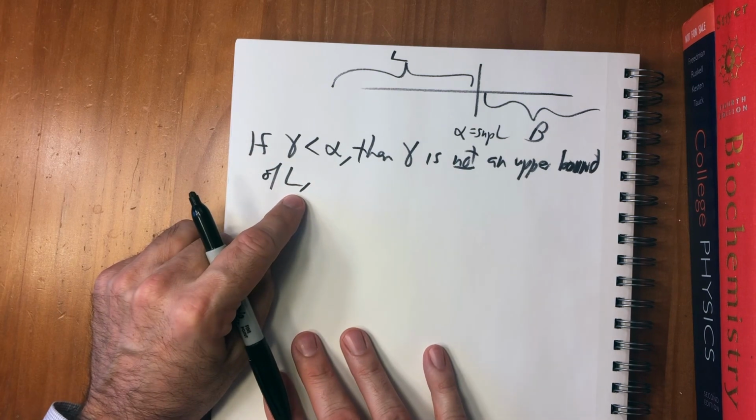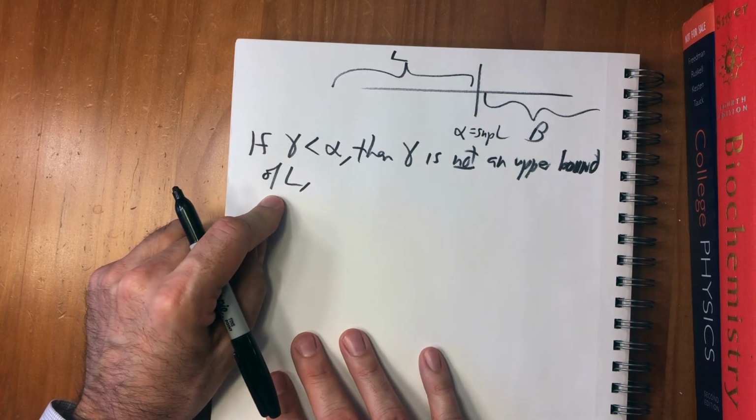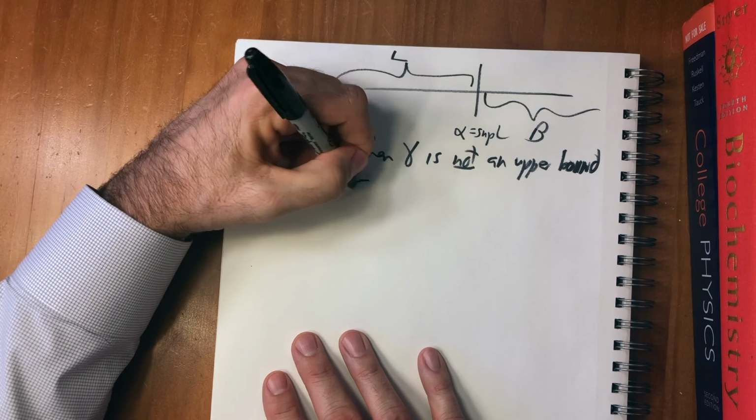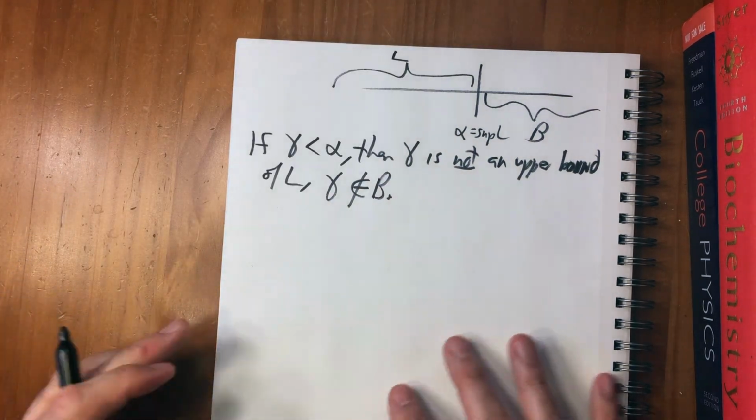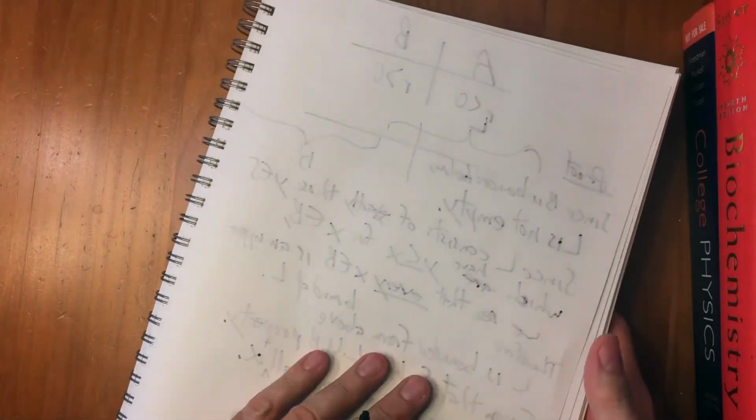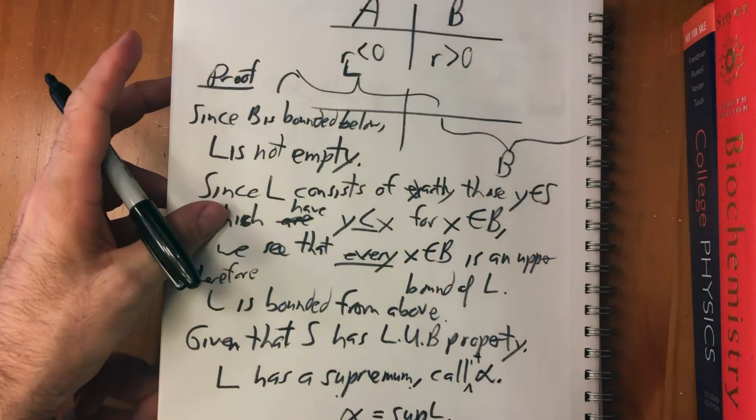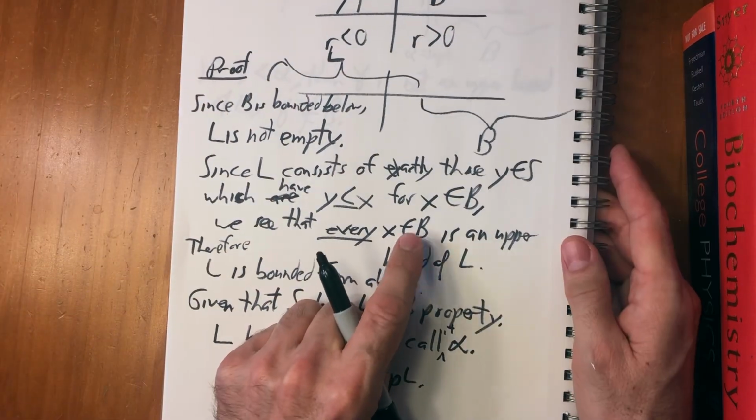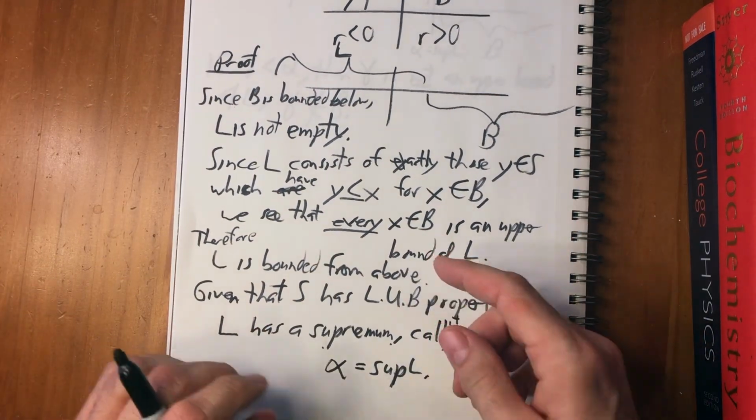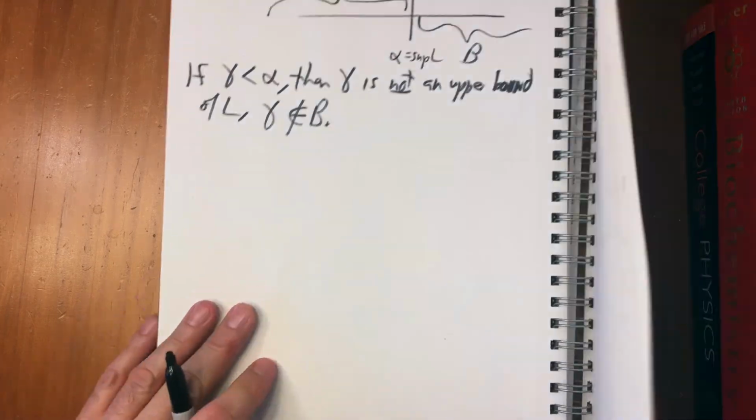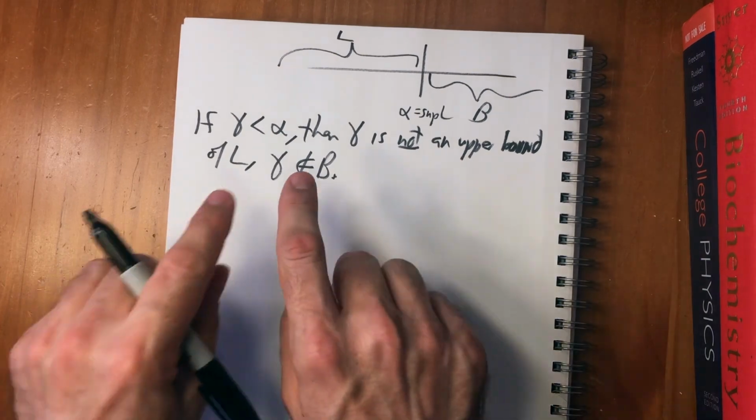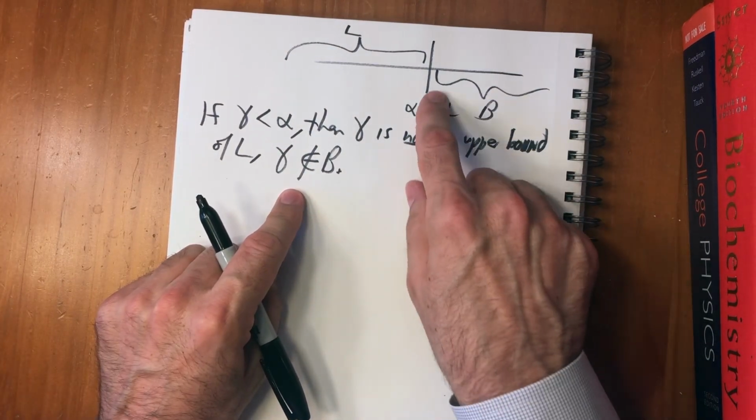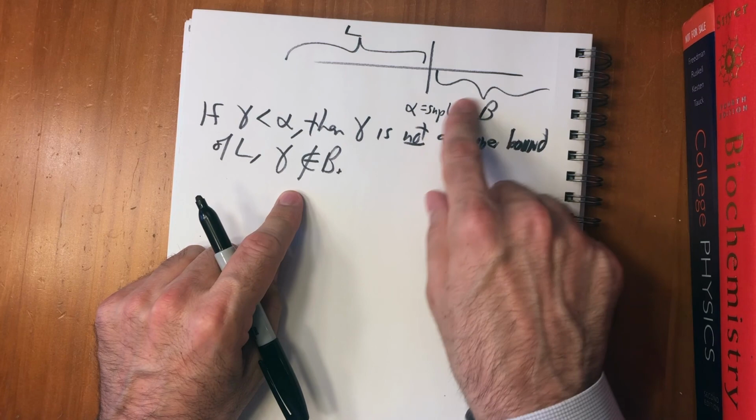So if it's not an upper bound of L, then gamma is not an element of B because we've already established that every element of B is an upper bound of L, okay? So if gamma is not an upper bound of L, then gamma cannot be in B. So if it's over here, then now we've said that it can't be in B.